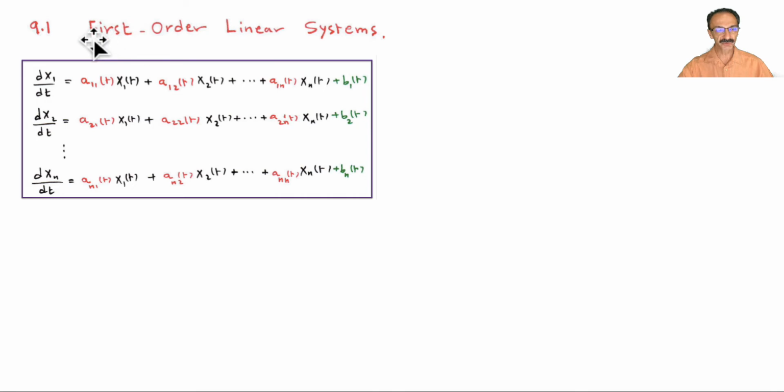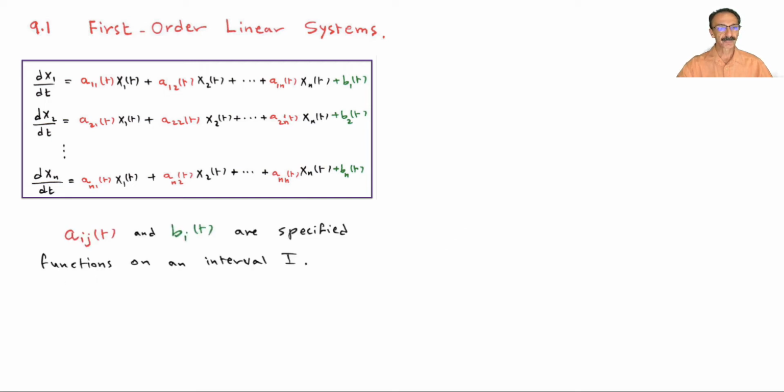Why do they call it first order? Because it involves first degree of derivatives only. There are no second derivatives. I have everything written right here, so I'll show you in just a second. The red parts right here, a sub ij, and the green parts right here, b sub i(t), are specified functions on an interval I.